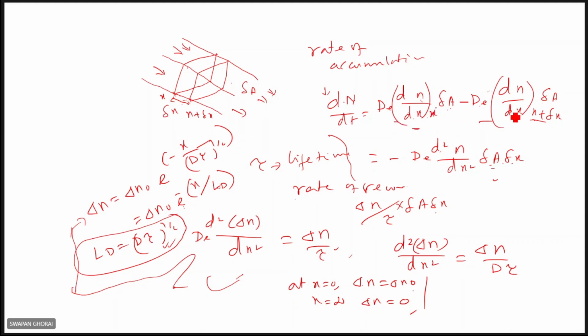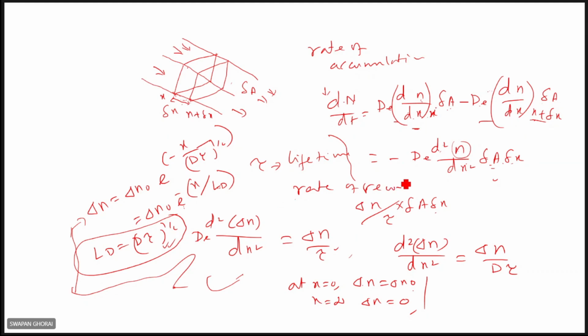And the second term will be d2n upon dx2, right? So the first term will be the same as this, so the first term will cancel. The second term will be D_e d2n upon dx2 into delta x, where here n actually is delta n. So replacing n by delta n, as before, the rate of recombination will be delta n upon tau into this volume, and the rate of accumulation.